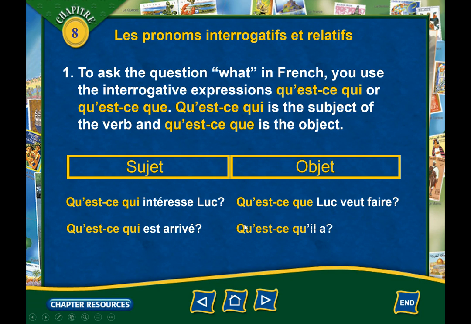But qu'est-ce que becomes the object. Qu'est-ce qu'il a? What does he have? This que, we had to drop the e, replace it with an apostrophe because it's in front of il. We don't do that with qui ever, okay? Only with que.